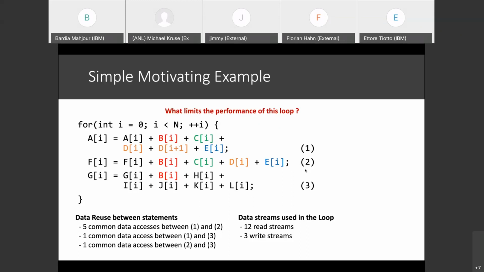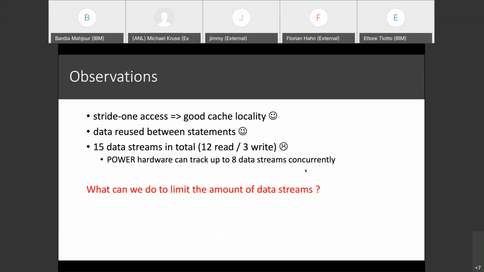If you look at this loop, the question is, what limits the performance of the loop, if anything? That's the question I'm going to try to answer in this presentation, then try to provide a mechanism to model what this loop is doing, and then essentially try to improve performance. The observation is there are stride 1 accesses, and they have good cache locality, and there is quite a bit of reuse between statements. Those are all positive things this loop exhibits.